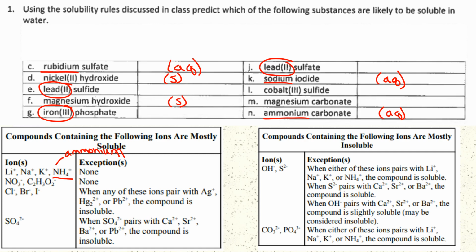I don't know why I circled iron. I didn't mean to circle iron. All right. Notice I'm skipping the leads for right now because we're going to treat those separately. All right. What about iron 3 phosphate? Do I have any rules about iron? No. Do I have any rules about phosphate? Insoluble except lithium, sodium, potassium, ammonium. So it's solid.